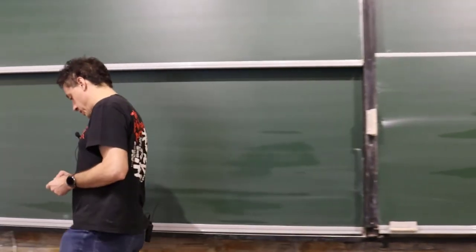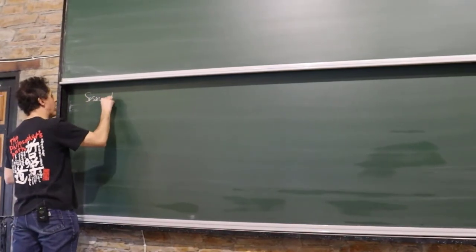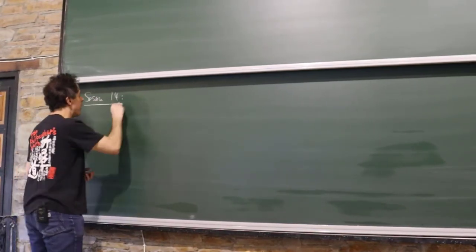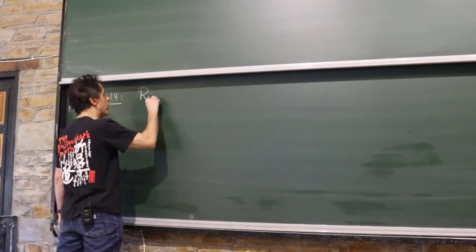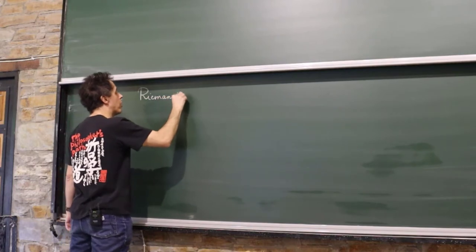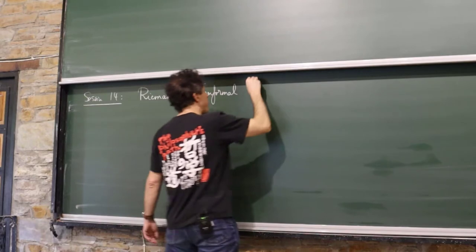So this is lesson 14. And the title is going to be Riemann Conformal Mapping Theorem.